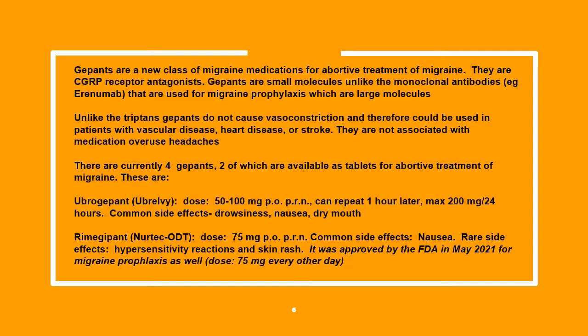Rimegepant ODT. The dose is 75 milligrams PO PRN. Common side effects are nausea. Rare side effects are hypersensitivity reactions and skin rash. Of note, this medication was approved by the FDA in May 2021 for migraine prophylaxis as well. The dose is 75 milligrams every other day.